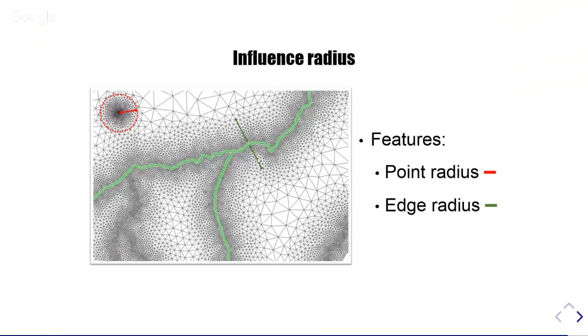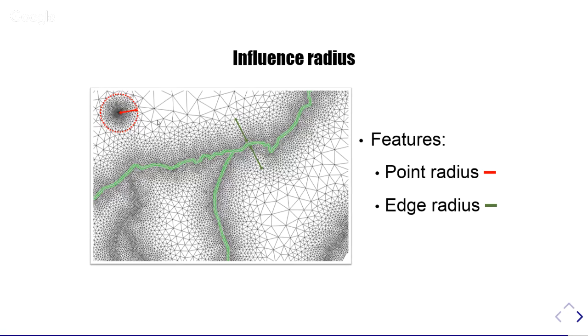Then the definition of the influence radius. You can have a discretization of the boreholes specifically, or the rivers specifically. You can put a discretization there, and that discretization will be used by Geomodelr to start to build a discretization towards the outside.